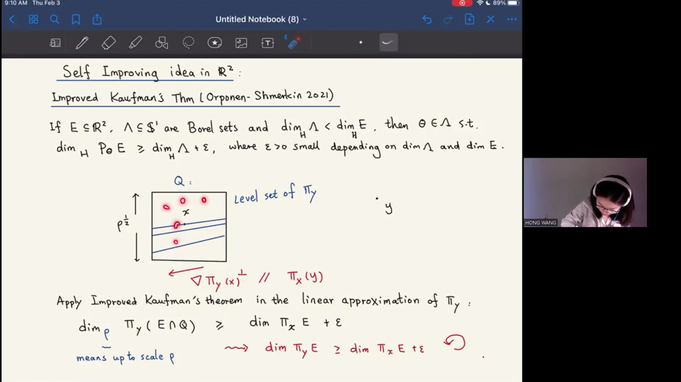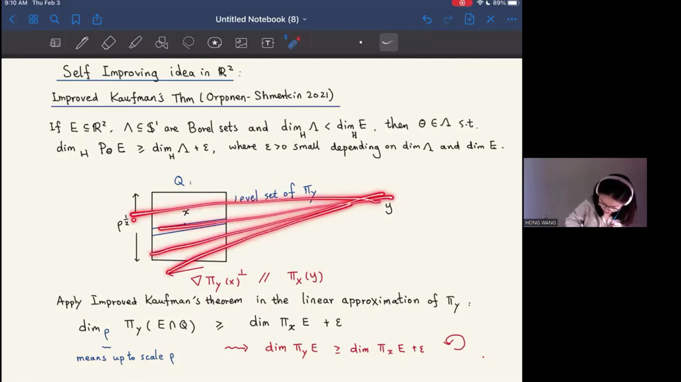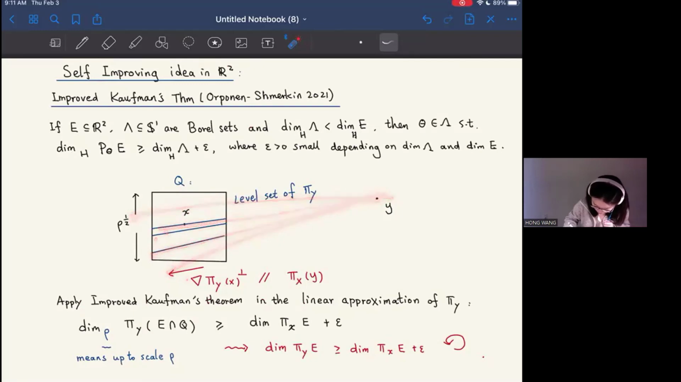So we have some points here, and then the radial projection image will be the levels that will be produced. The dimension of the projection from this point is greater than the Hausdorff dimension of π_x E, another radial projection image from X, plus epsilon. And this plus epsilon is precisely this epsilon. So here we can kind of see a loop of the reasoning. If something is greater than itself plus epsilon, so all those X and Y, they are points in E.